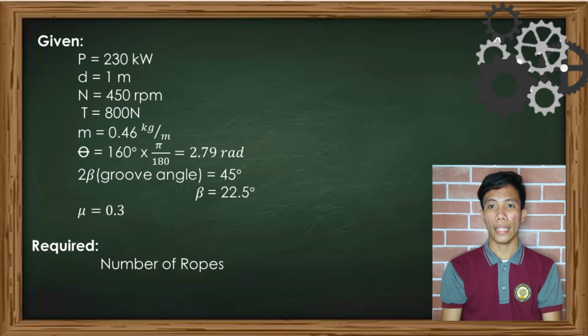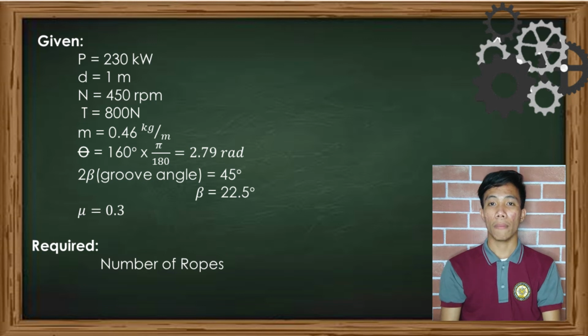And also the angle of lap, which we will convert from degrees into radians. So it will be 160 degrees multiplied by pi over 180, which becomes 2.79 radians. And we have 2 beta, the groove angle, equal to 45 degrees, divided by 2, so beta is equal to 22.5 degrees. And the coefficient of friction is equal to 0.3. So the required of this problem is to find the number of ropes.